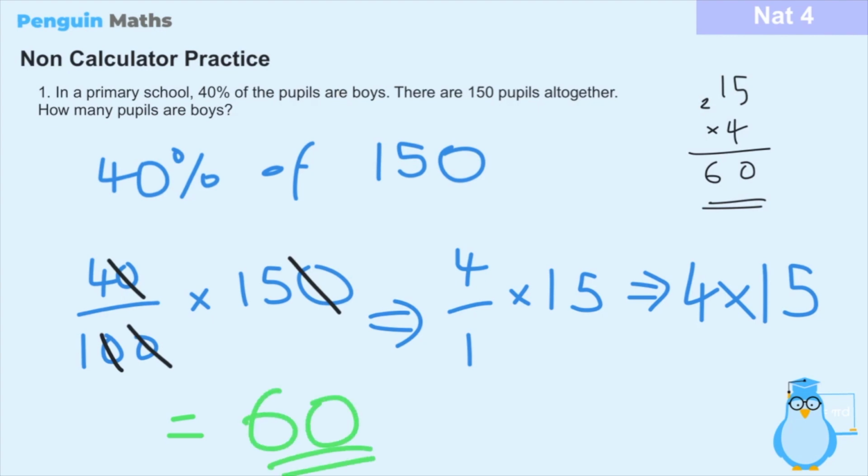So the key thing for this question was to recognise how to simplify this part, and what we did was, first of all, we cancelled zeros from the 40 and the 100, and we were left with 4 over 10, and then we cancelled out zeros from the 150 and the 10, and that left us with 4 divided by 1 times 15, which is just the same thing as 4 times 15, and that gave us our answer of 60. So that means that in the primary school there are 60 boys out of a possible 150 pupils.